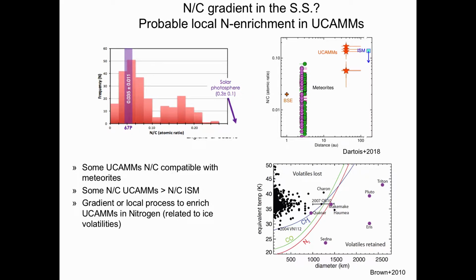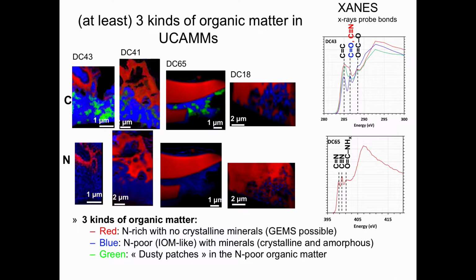I'm going to skip this one. Basically, that's talking about the possibility of volatile loss and why they think the nitrogen comes from the outer solar system. But there's 3 different kinds of organic matter, some with glassy silicates, some associated with mineral crystals, and some that's just associated with dusty patches and nitrogen-poor organic material.